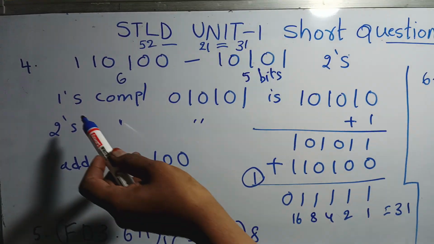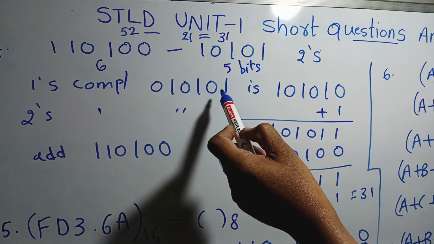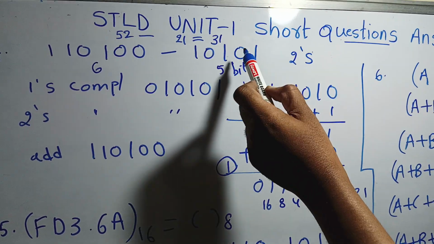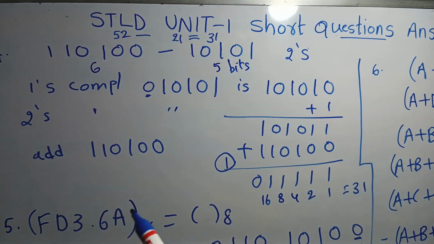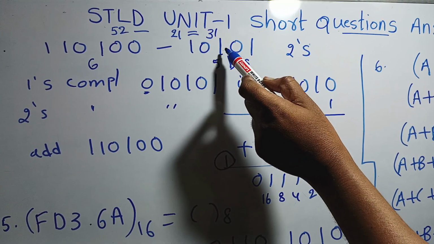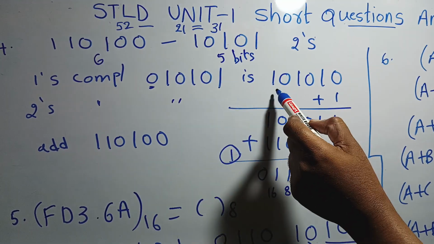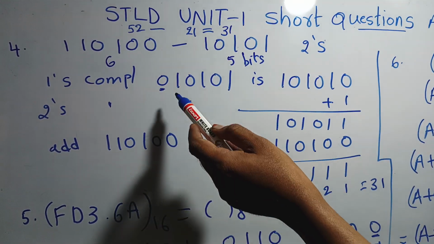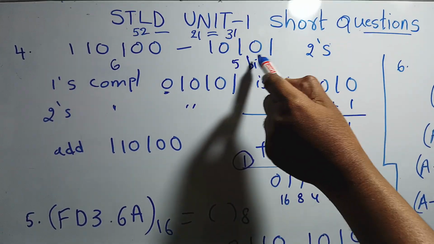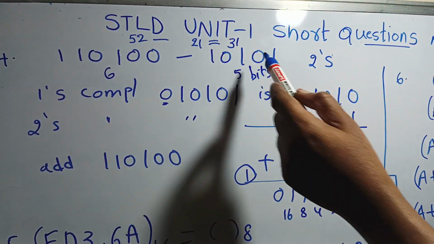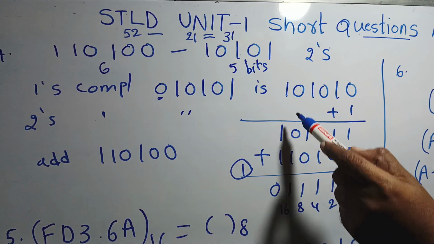First point. This is the negative number 10101. 1's complement for the negative number 10101. I need 6 digits, so I am taking 0 at the MSB side: 010101. The 1's complement is 101010, so zeros become ones and ones become zeros. I want the 2's complement. Why I am finding this complement is because this is the negative number.